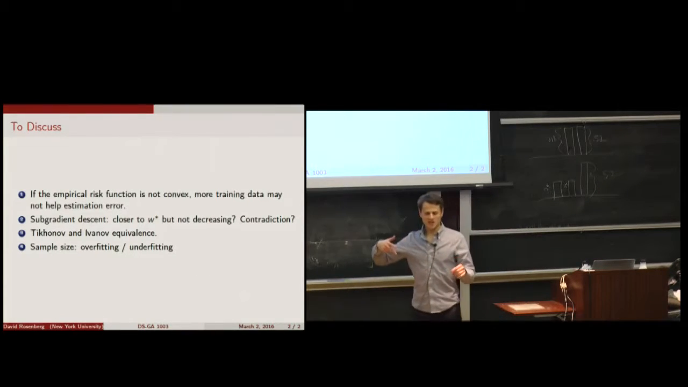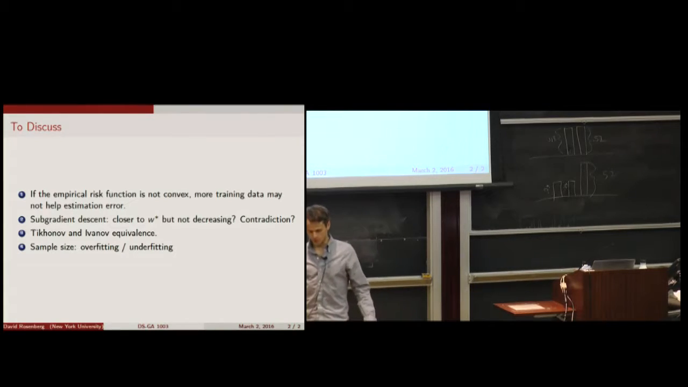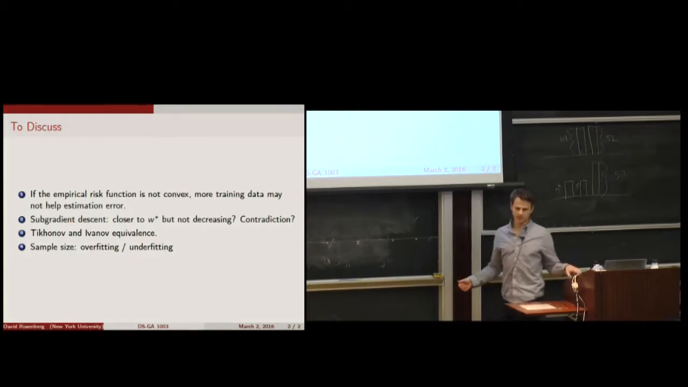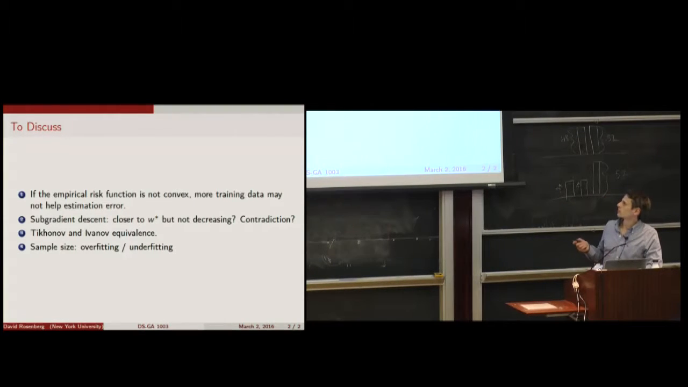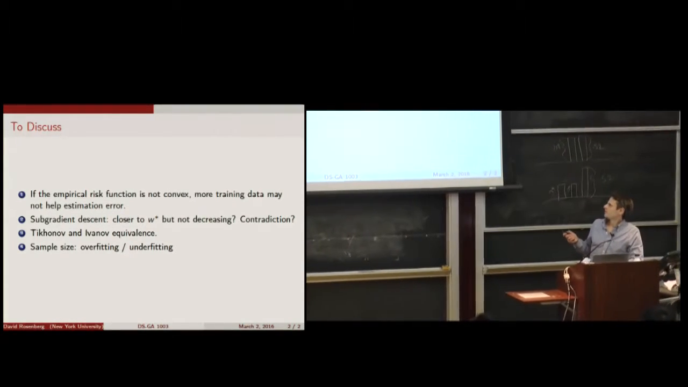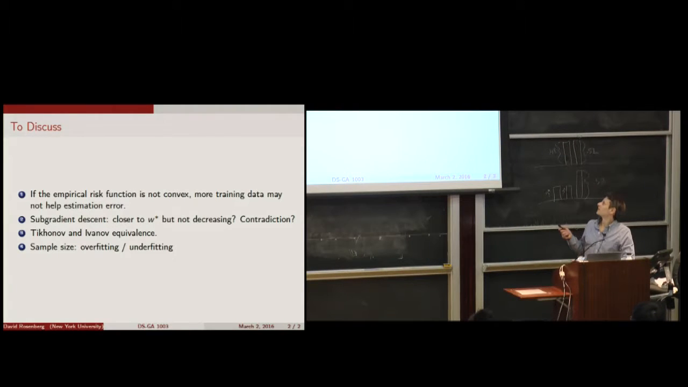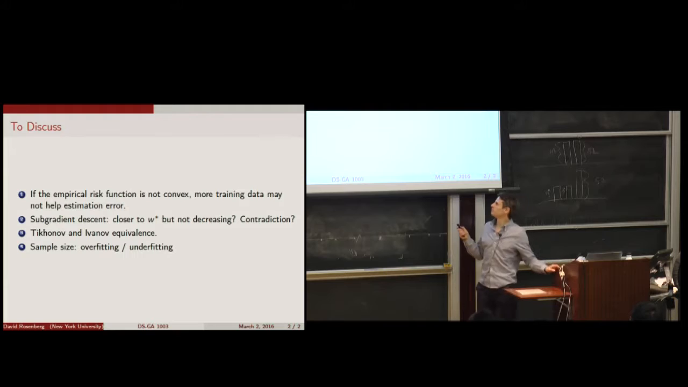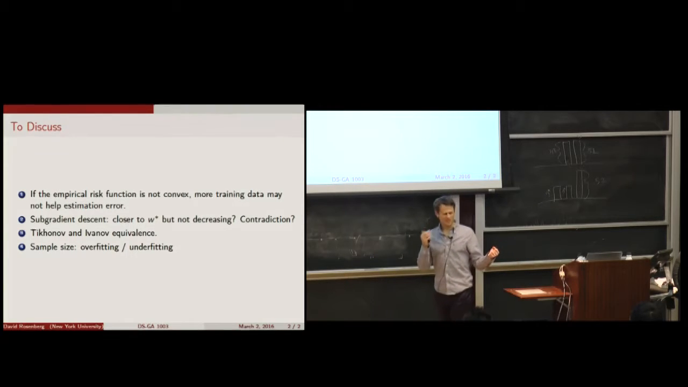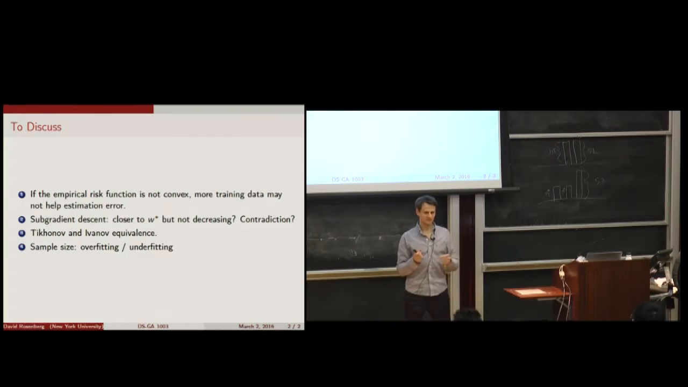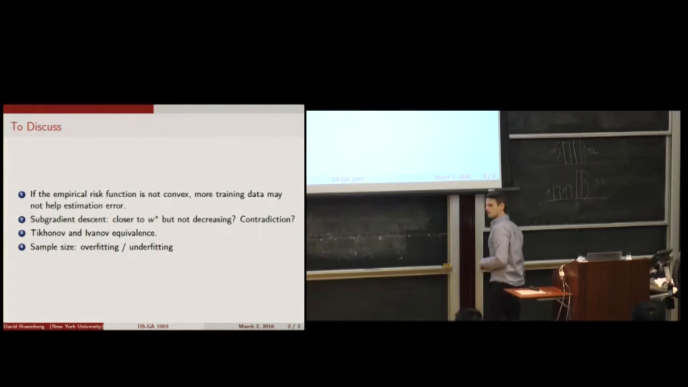All right, this is a test question from last year. The question was very confusing. I don't actually think I ended up counting it last year on the true false. But anyway, let's talk about it. True or false? If the empirical risk function is not convex, more training data may not help estimation error. It's confusing. Let's break it up into pieces. So the second piece: training data, estimation error. What's estimation error, first of all? Everyone think about it.